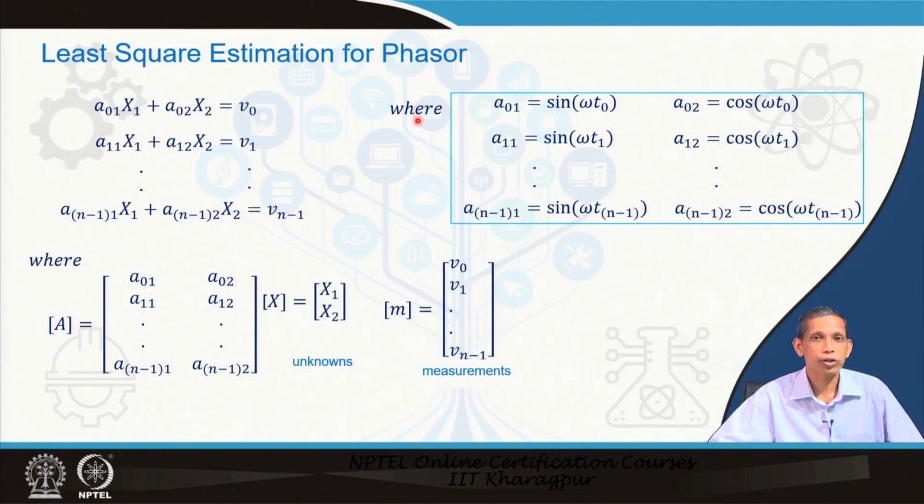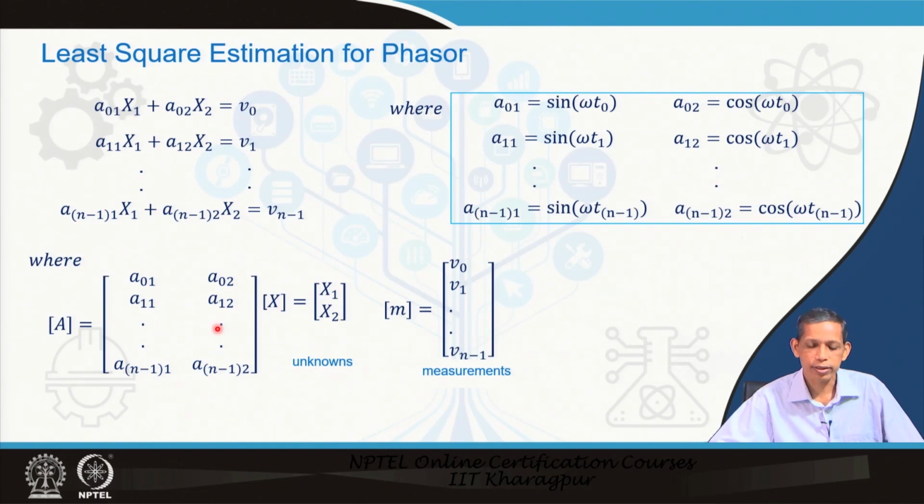Now, for the particular sinusoidal voltage signal, we can write the corresponding a naught 1 equals sin omega t naught, a naught 2 equals cos omega t naught, a 1 1 equals sin omega t 1 and a 1 2 equals cos omega t 1, and like that these coefficients for the unknowns x 1 and x 2. We will now formulate the matrix A in terms of a naught 1, a naught 2, a 1 1, a 1 2 and a n minus 1 1, a n minus 1 2. These are the considered set of terms A.